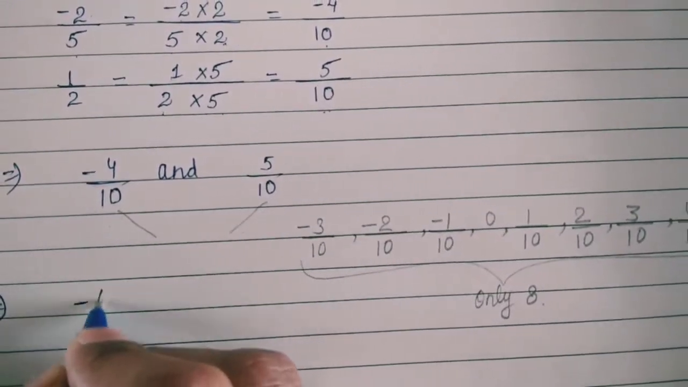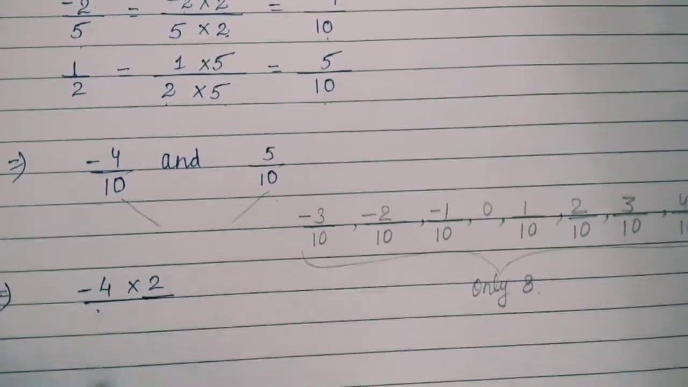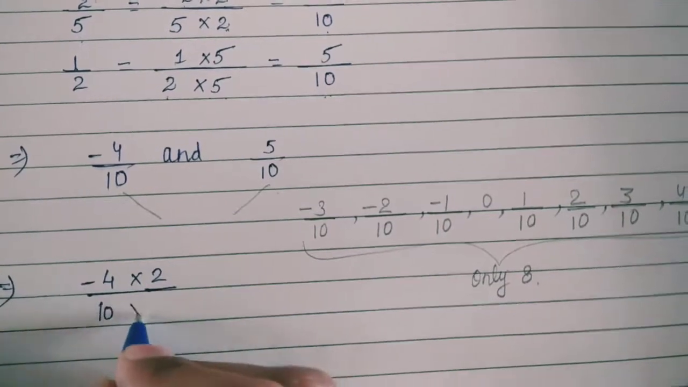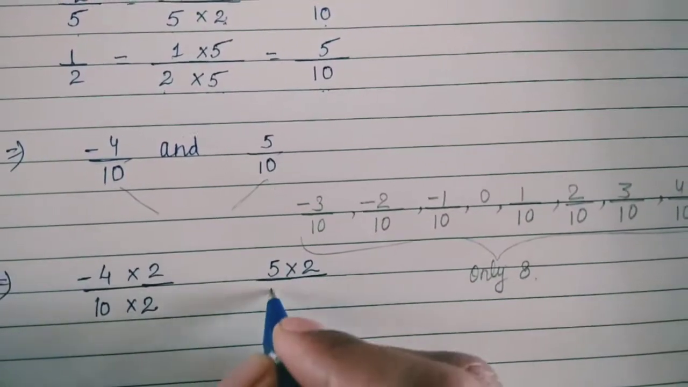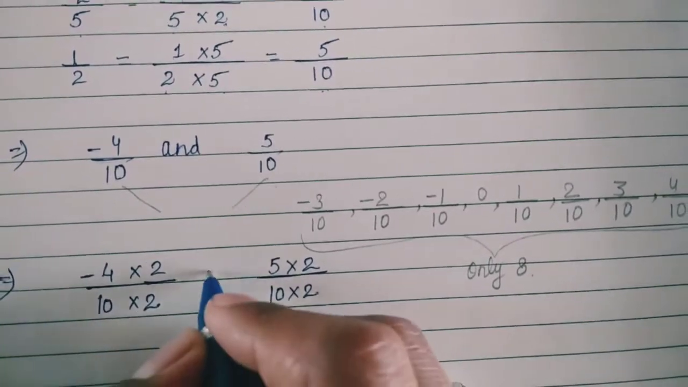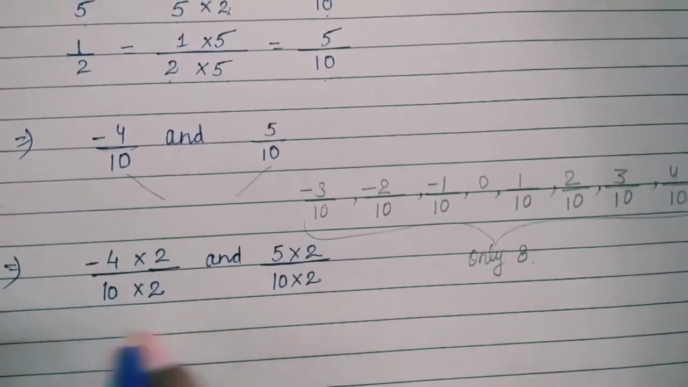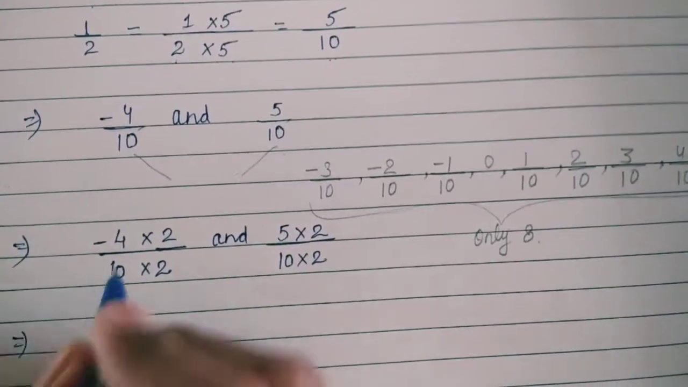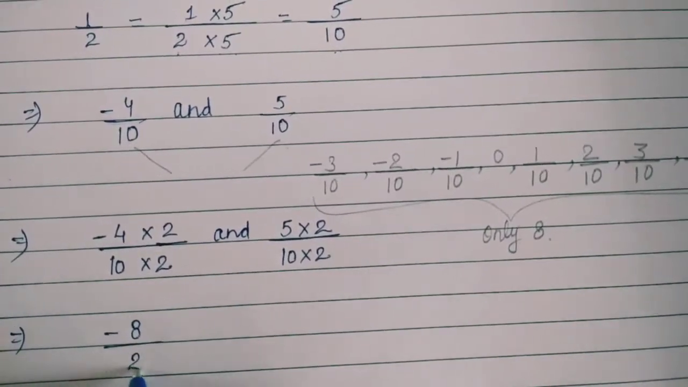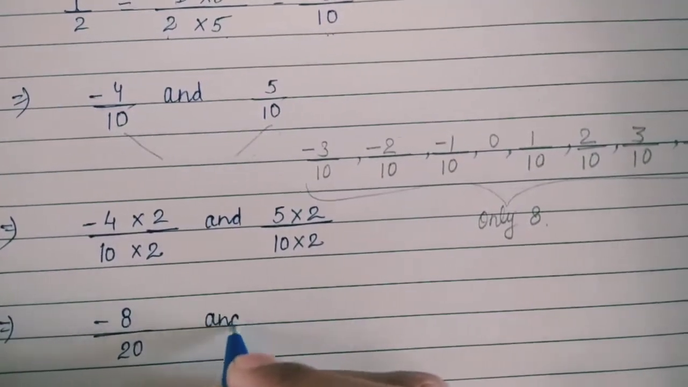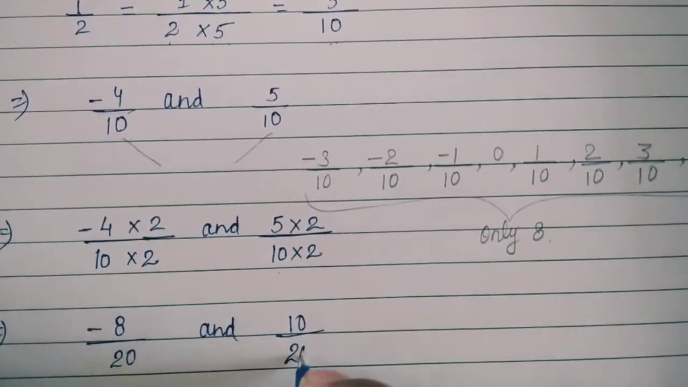So here minus 4 is multiplied by 2, so 10 will also be multiplied by 2. Here 5 will also be multiplied by 2, and 10 is also multiplied by 2. The same number we choose on both sides. Simply 4 into 2 is 8, minus as it is. 10 into 2 is 20. And 5 twos are 10, and 10 into 2 is 20.